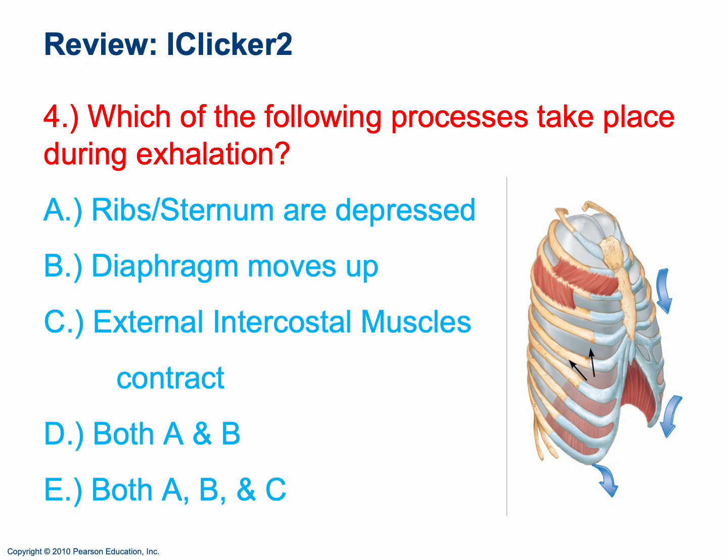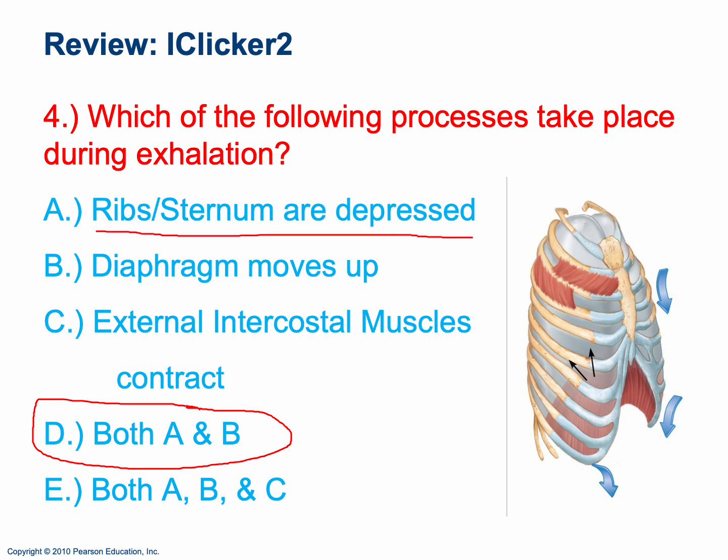Number 4 for review. Which of the following processes take place during exhalation? So, what would be the correct answer here? All right, and the correct answer would be choice letter D. Both A and B would be correct. It's certainly true that the rib cage would be depressed, and certainly true the diaphragm would move up during exhalation. But letter C is not true. External intercostal muscles contract. Well, that's during inhalation. So if you were to cross that out and put relax, that would be true then.